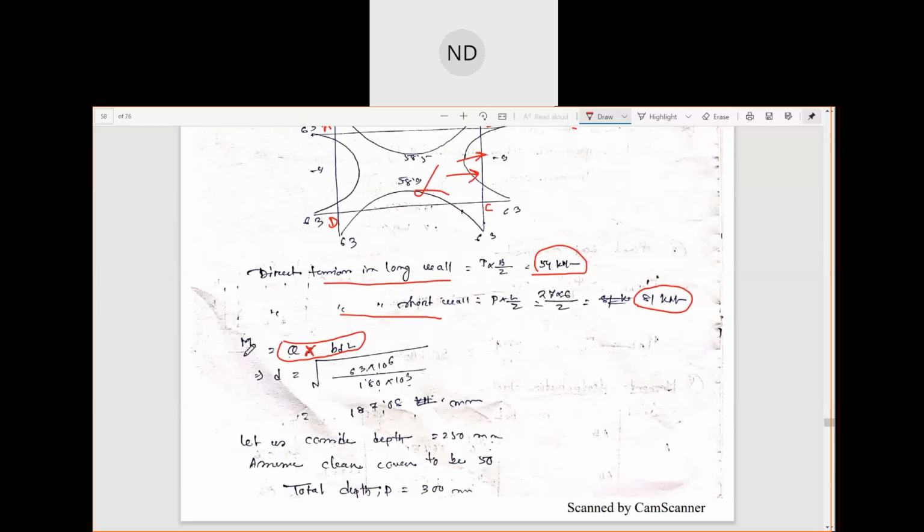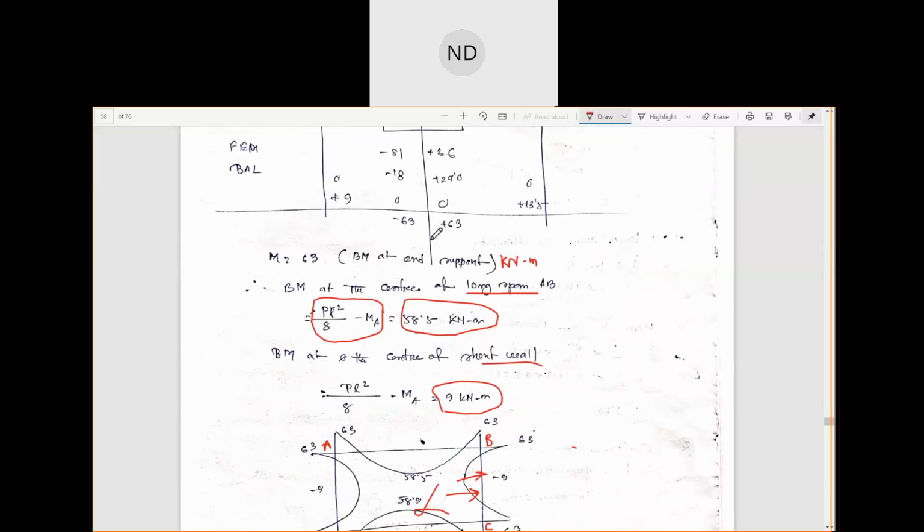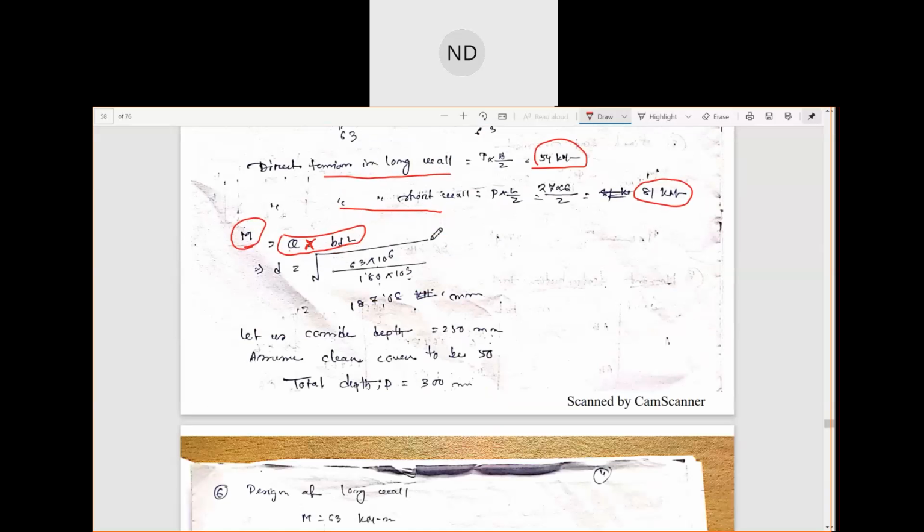You know the moment. How much was your moment? 63. So once you put these values here, the moment value, the Q value, B is per meter. We are considering it to be per meter length, so 1000. So D we can calculate from here. The depth is 187.8 mm.